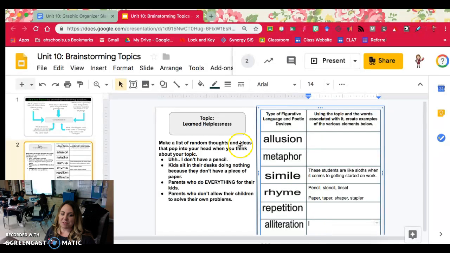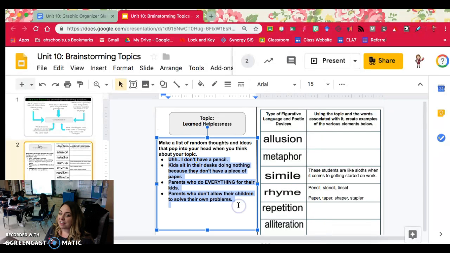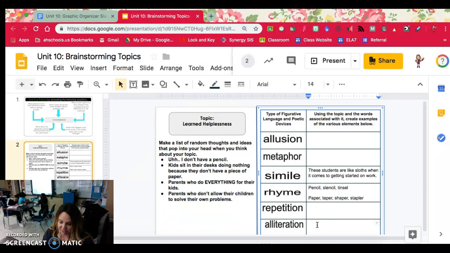Alliteration. What are some things that I've written about that I could pair together that have the same letters at the beginning? Do you see any? Parents and paper. Pencil, parents, problems. Paper. Oh, thank you. Paper. Okay. And that's all I'm doing. I'm just trying to gather some ideas and put them into some sort of poetic structure. Does that make sense?